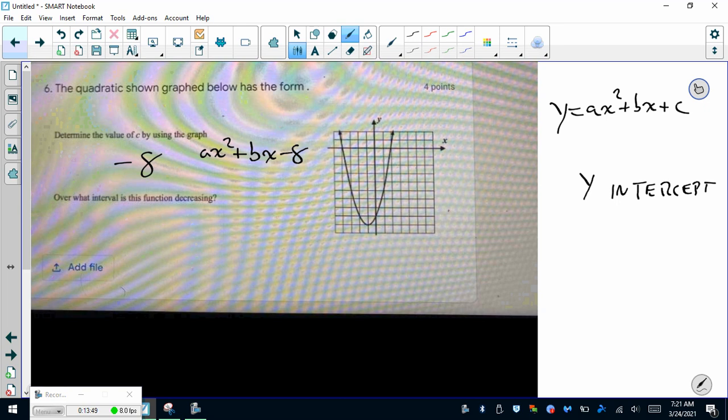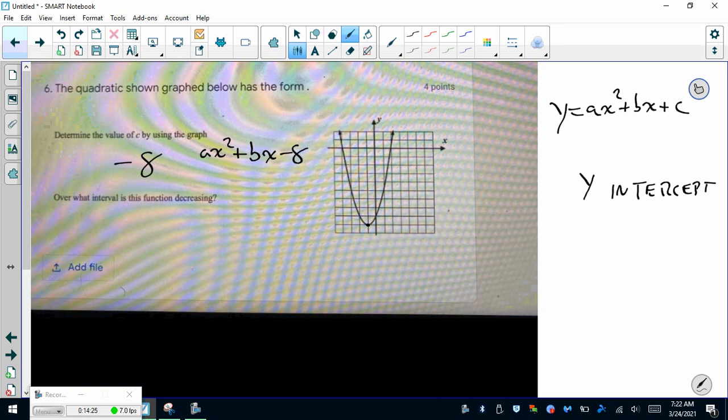Okay, all right. Other question is, over what interval is this function decreasing? So again, we're going to have to use some interval notation. Now, your function is decreasing: it's going down, down, down. Stop. Up, up, up. Okay, so it's decreasing between here and negative infinity, negative infinity all the way up until you get to your vertex. At your vertex, it's not increasing, it's not decreasing. At your vertex, it's flat, it has stopped.